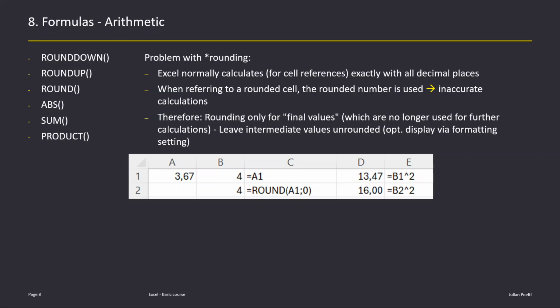with a reference to a cell, Excel normally calculates with all the decimal places and exactly. But when you're referring to a rounded cell, the rounded number is used, and this can therefore lead to inaccurate calculations. You should therefore only round the so-called final values, so values which you no longer use in further calculations, and you should leave the intermediate values unrounded.